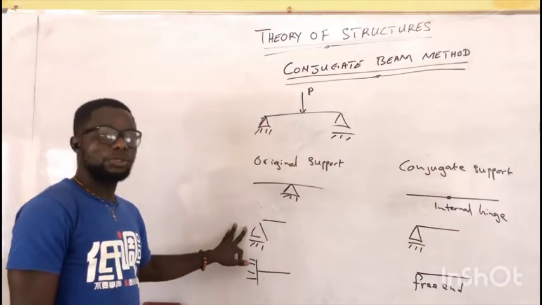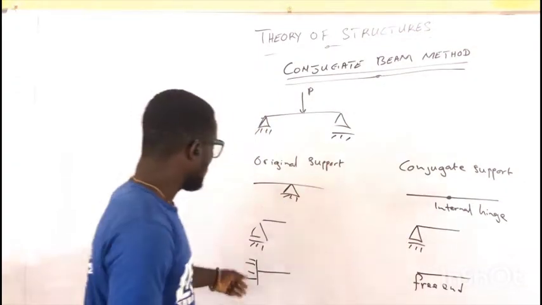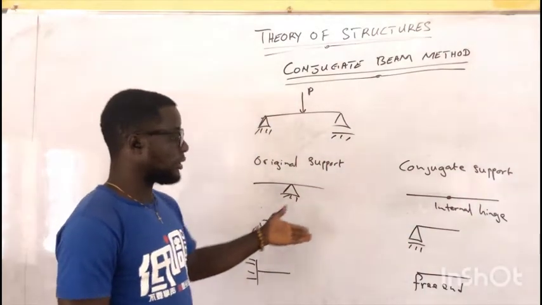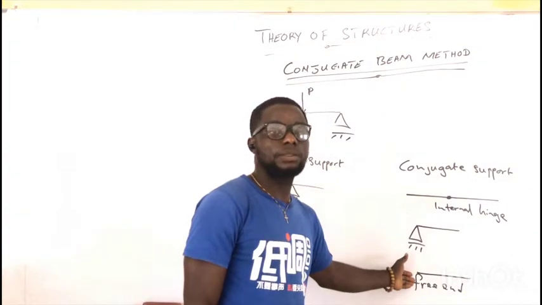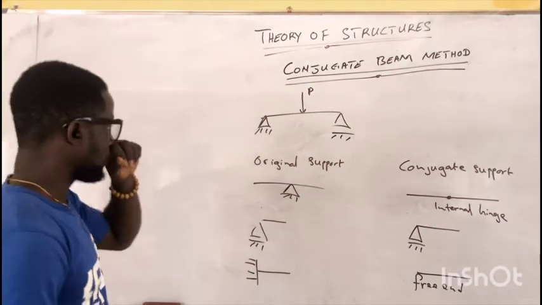We have a roller support, then the conjugate will still be a roller support. We have a fixed beam, the conjugate will be a free end. This is one thing we have to change.